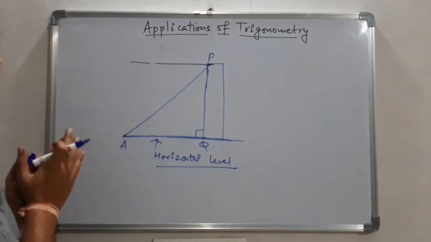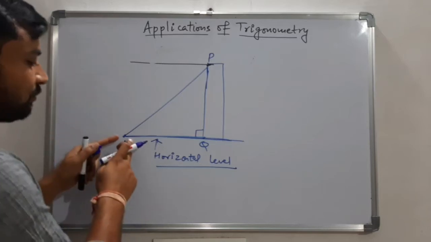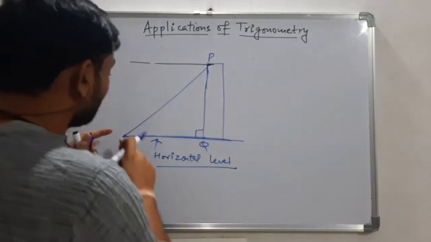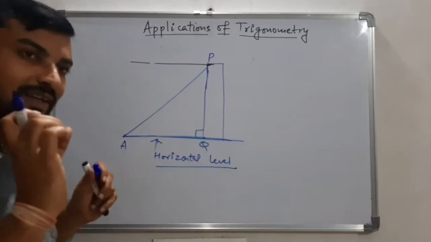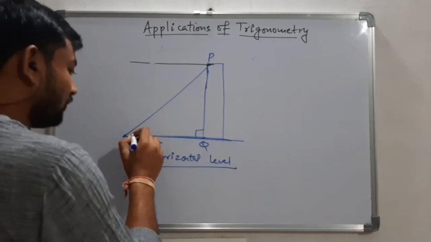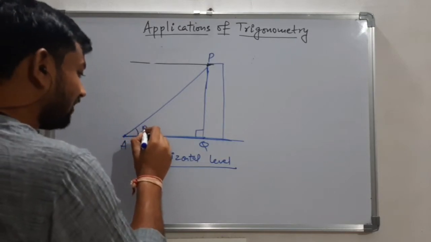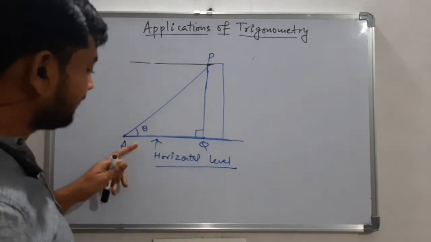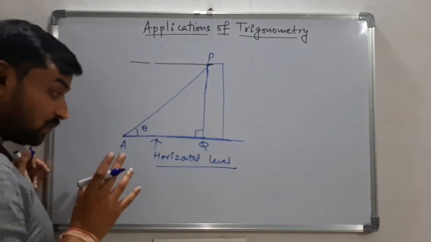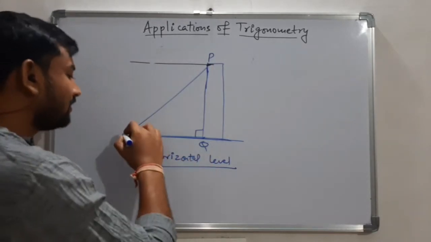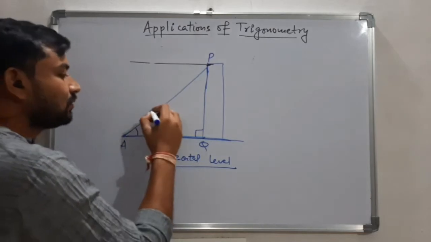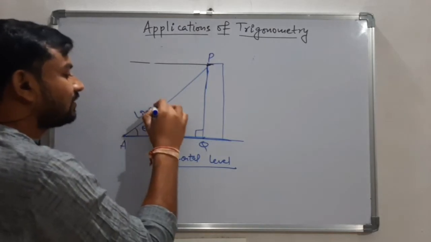So we can say this whole situation, where the point from where we are watching the building, the point at the ground and the top of the building, this whole is looking like a right angle triangle. So clearly we can use trigonometry here, and suppose the angle here is theta. Now the angle which we are taking here is the angle between these two distances AP and AQ, and as I told you, AQ is the horizontal level here, and this is the point from where we are watching this point P. So this line is called the line of sight.